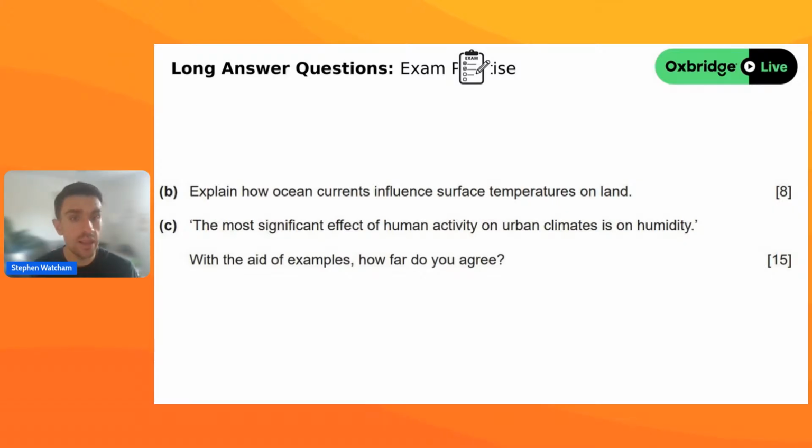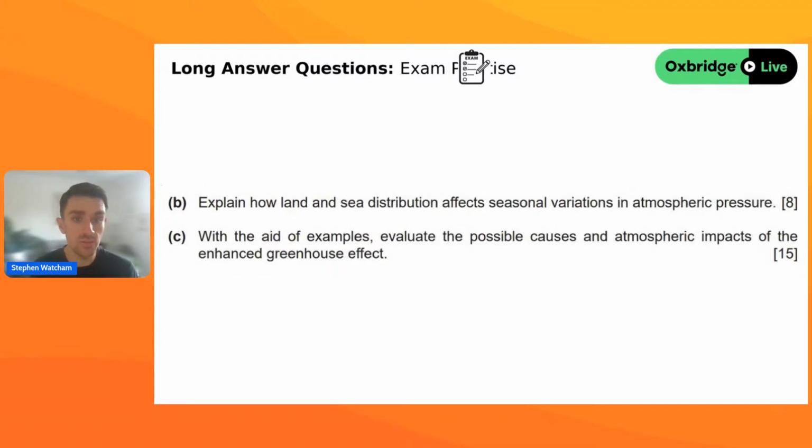Explain how ocean currents influence surface temperatures on land. The most significant effect of human activity on urban climates is on humidity. Do you agree with that? Provide examples. Explain how land and sea distribution affects seasonal variations in atmospheric pressure. And with the aid of examples, evaluate the possible causes and atmospheric impacts of the enhanced greenhouse effect. Hopefully just seeing some of those titles gives you a sense of where you need to be focusing some of your revision to look at for this unit.